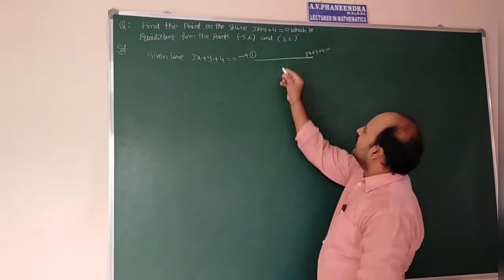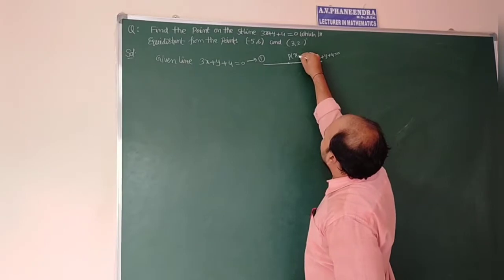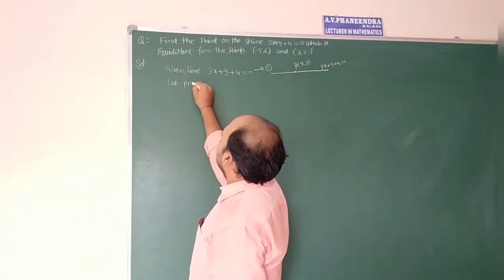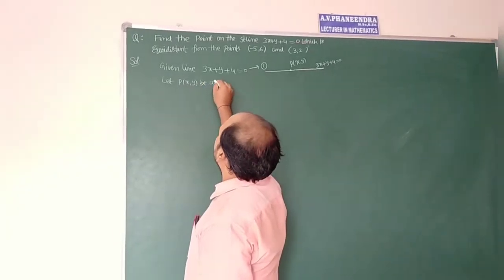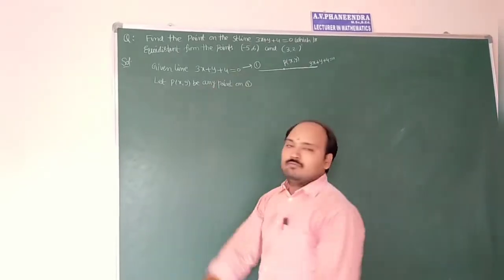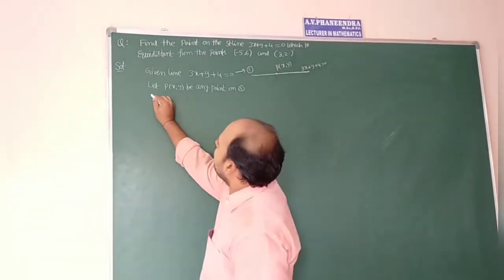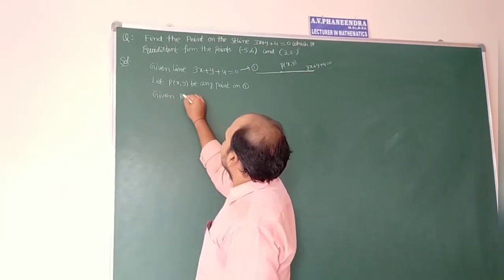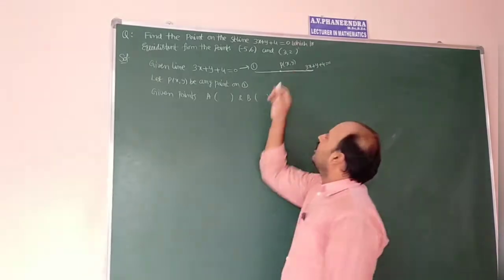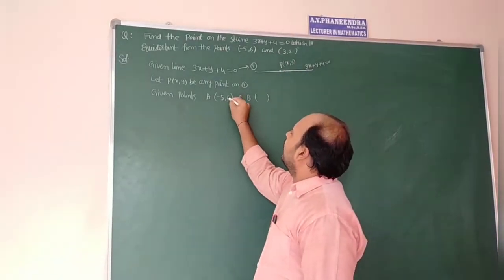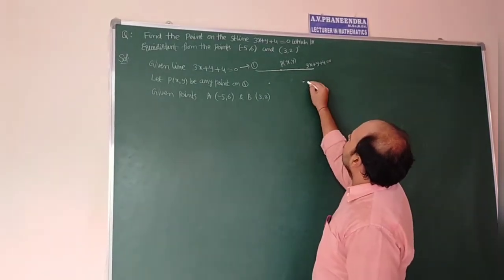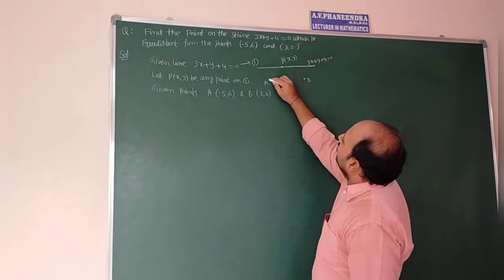Find the point on the straight line. We have to assume one point here, P(x, y). Let P(x, y) be any point on equation 1. Next, given points. One we have to assume as A, another one as B, since they did not mention it. Minus 5, 6 and 3, 2. Here is one point, here also one point, here B, here A.